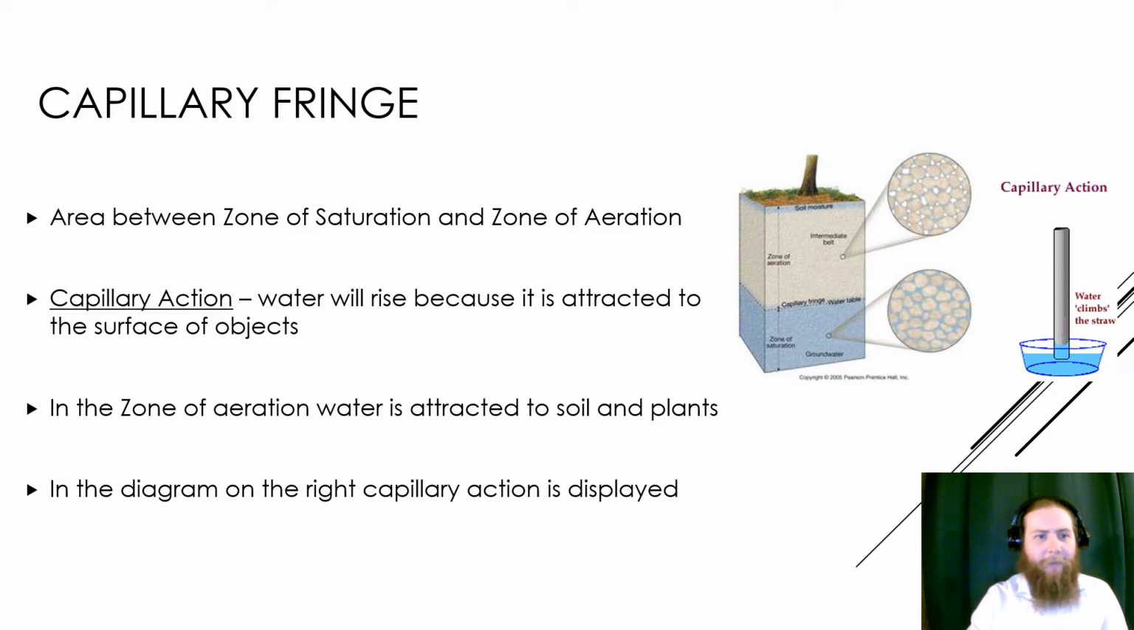All right, capillary fringe. So the area between the zone of saturation and the zone of aeration is what we call the capillary fringe. It's kind of this blue dotted line here. At this point, we're going to have this capillary action where water is going to rise as it's attracted to the surface of objects. In this case, it's going to be those dirt particles, those porous rock spaces. And it's also going to be attracted to plants as well as soil.